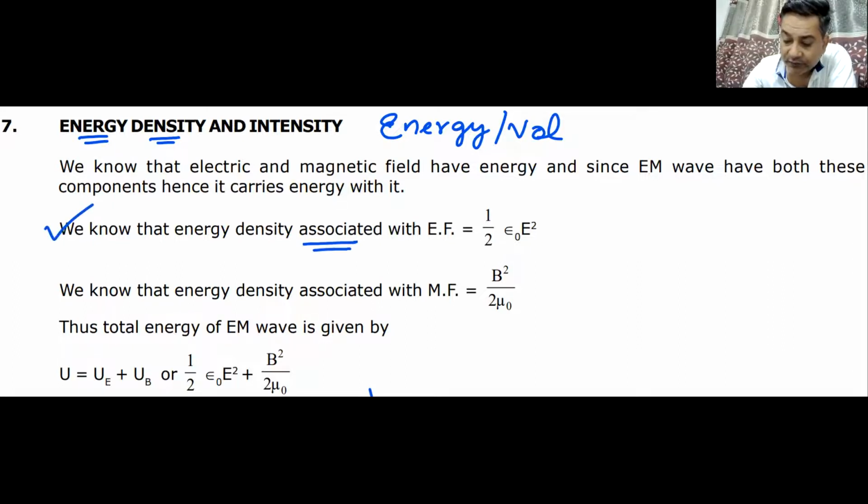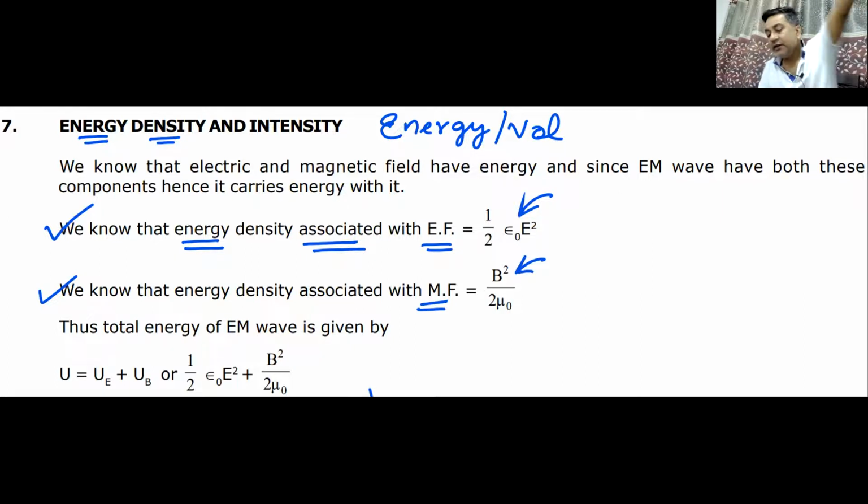In electric field also energy is stored. In magnetic field also energy is stored. What is the energy stored per unit volume in electric field and magnetic field? This is the formula for electric field. This is the formula for magnetic field. The formula for electric field is half epsilon naught E square. The formula for magnetic field is B square, where B is the magnetic field intensity, by 2 mu naught.